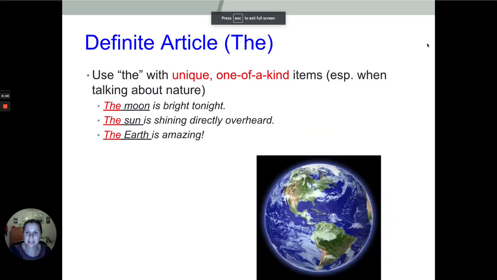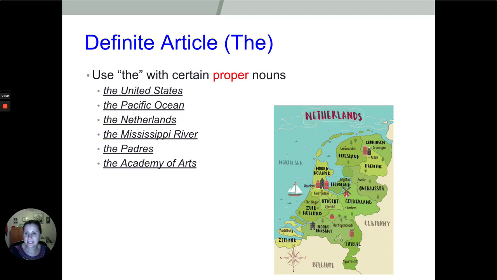Okay. We also use the for unique and one-of-a-kind items, like the moon is bright, the sun, the earth, the pyramids. The goes with certain proper nouns, especially plural countries, like the United States or the Netherlands, the Pacific Ocean, the Mississippi River, the Padres, the Academy of Arts. So a proper noun is like a name of a place. So for some names of places, we use the.